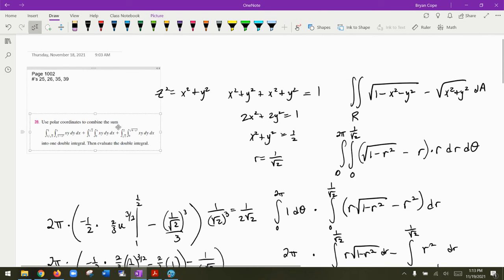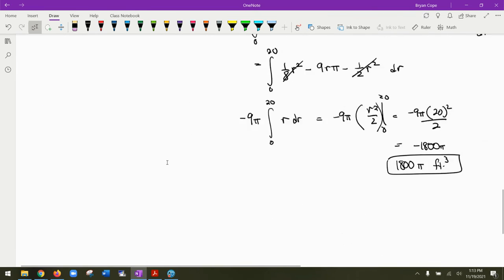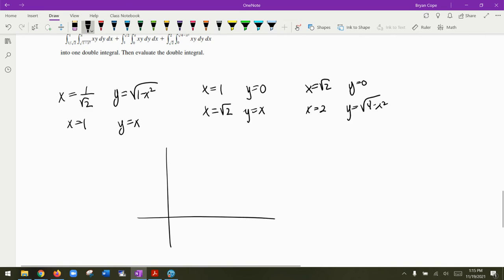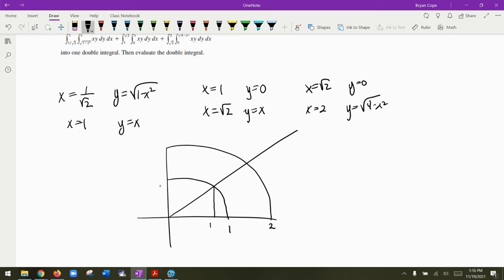Okay, 39 is our last one. We're in the first quadrant, so I'm not going to draw anything other than that. So this is going to be my radius 2, and this is going to be my radius 1. Okay, so we're going from 1 over root 2 to 1. There's y equals x. So we're talking about this section right here.